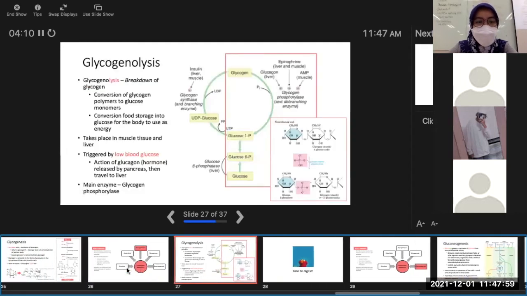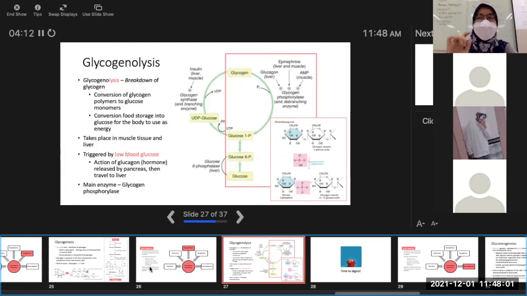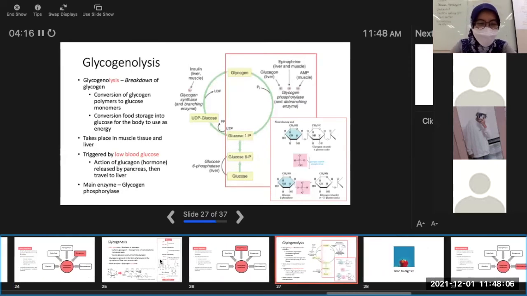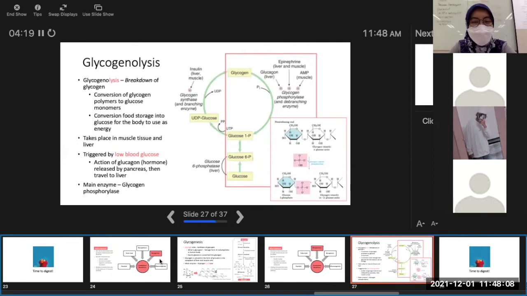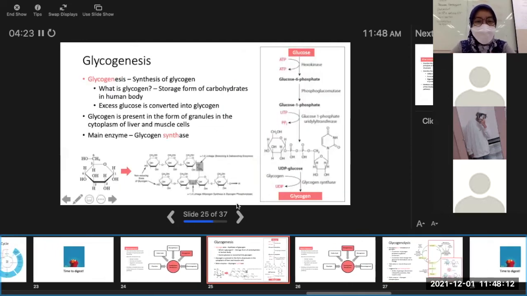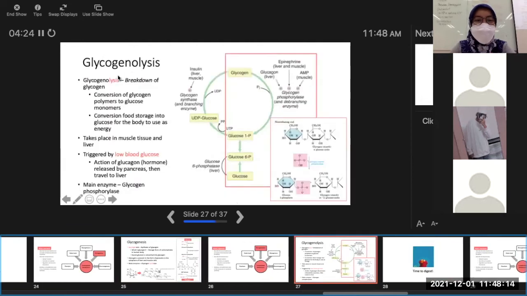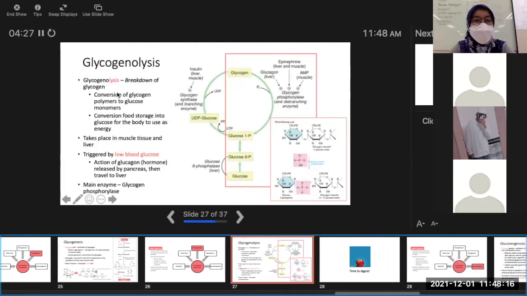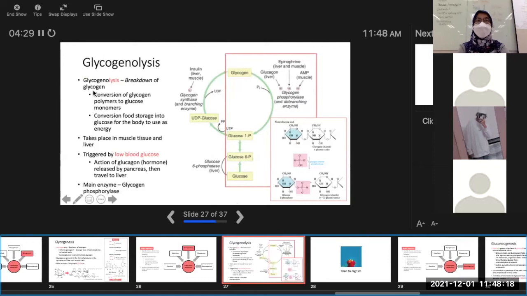Next one would be glycogenolysis. If glycogenesis is synthesis of glycogen, then glycogenolysis is the breakdown of glycogen. When there is excess glucose, glycogenesis takes place. When does glycogenolysis take place?